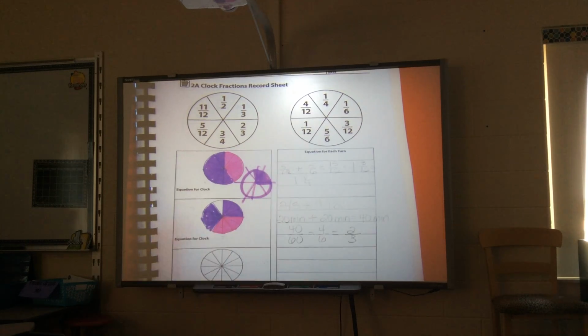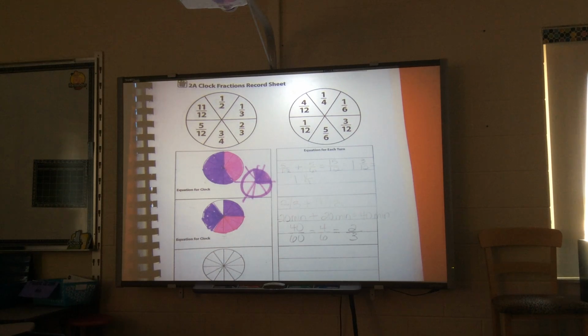Now my partner's going to go again and keep filling in their clocks on their record sheet. And then I'm going to go again and hopefully fill up my 3rd clock. The first person to fill up all 3 clocks wins.